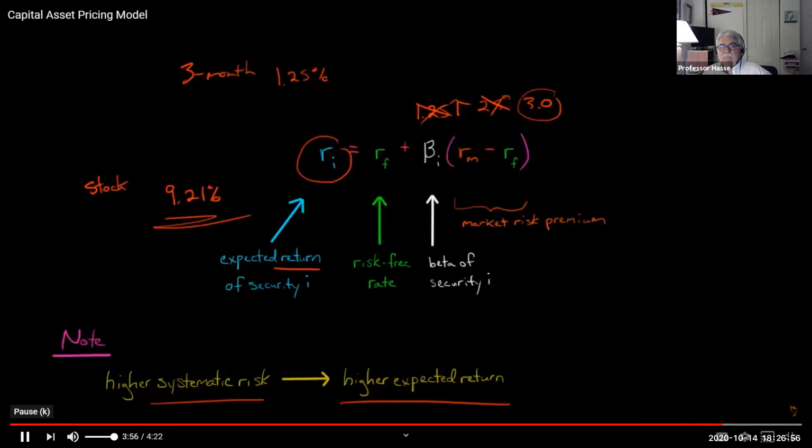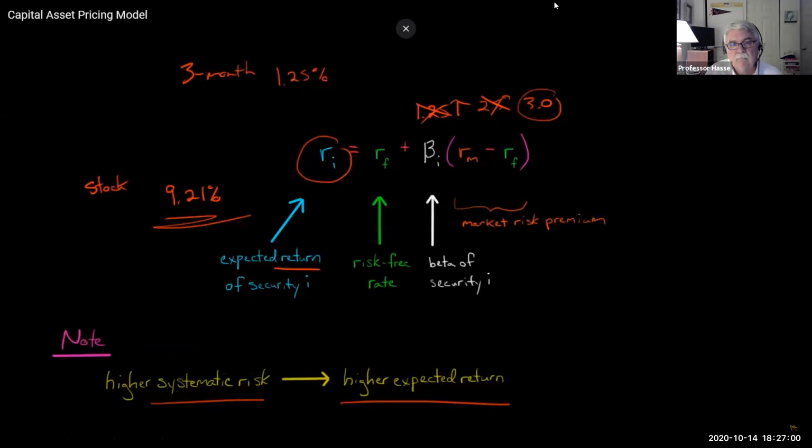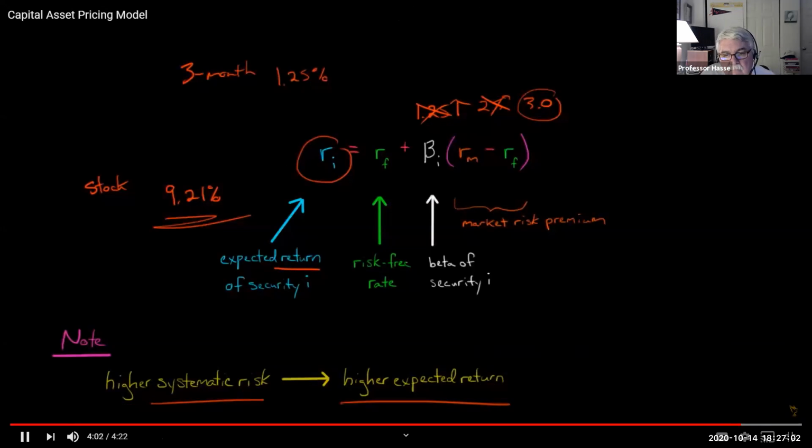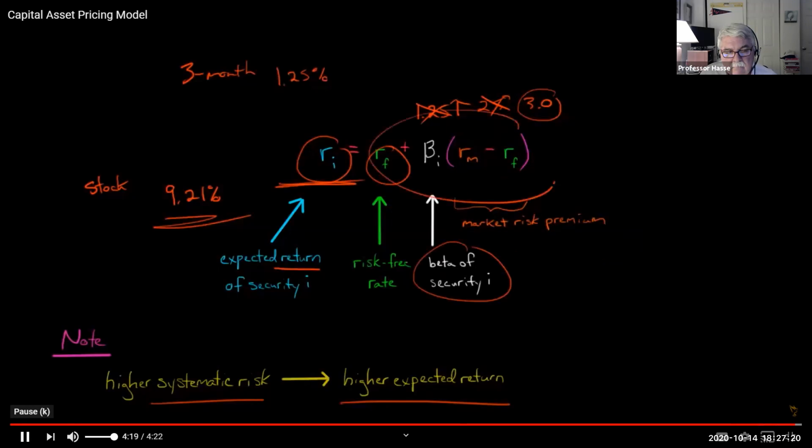People later went and added additional factors and said it's actually more, and we'll talk about multi-factor models in the future. But for right now, this is a single factor model. We're really just looking at this market risk premium times the amount of systematic risk, and then we add that to the risk-free rate, and that tells us the return that the investors in that security expect to receive given these factors.